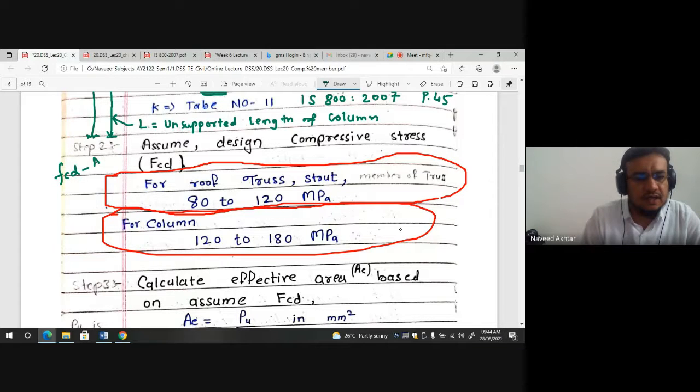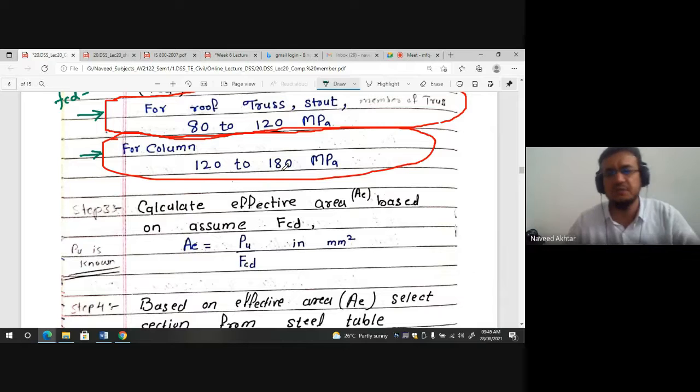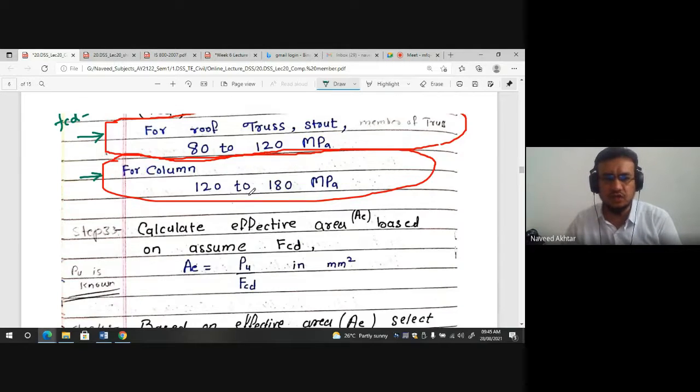FCD, what do we have to do? We have to assume it. How do we assume it? If you are designing members of a truss, FCD will be assumed as 80 to 120 MPa. If you are designing a vertical column, FCD will be assumed as 120 to 180 MPa. Okay, so that value you should assume. This 180 is for column compression members; 180 is the maximum value in case of this FCD.